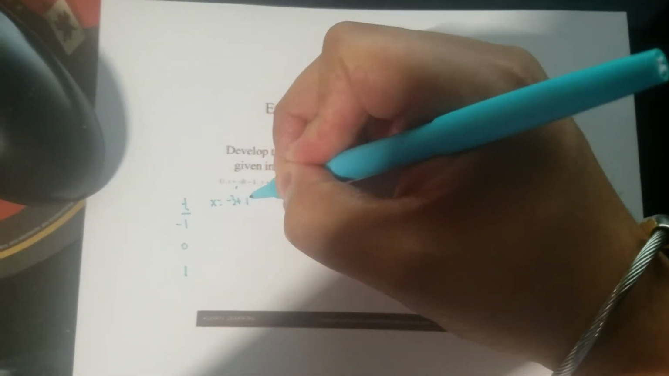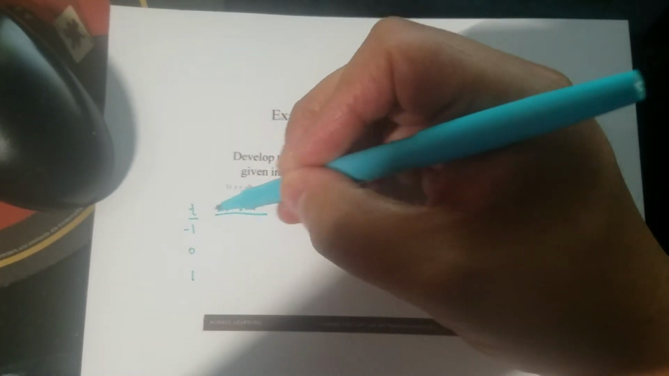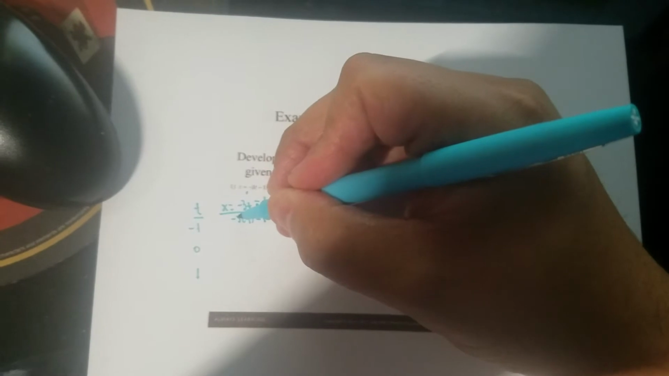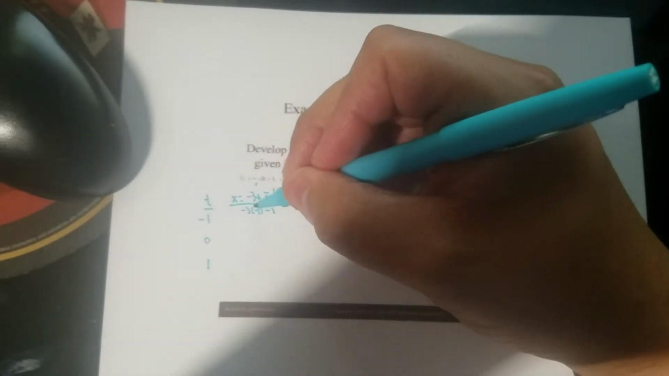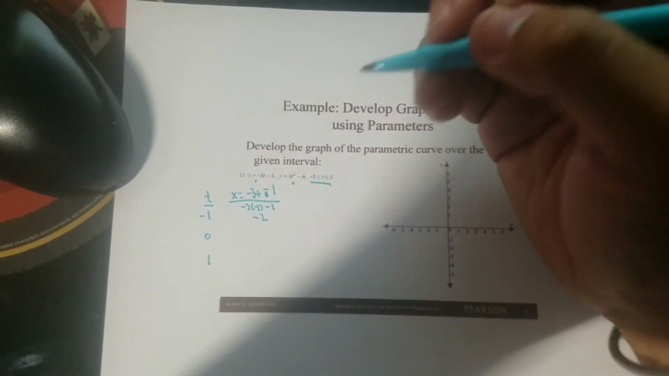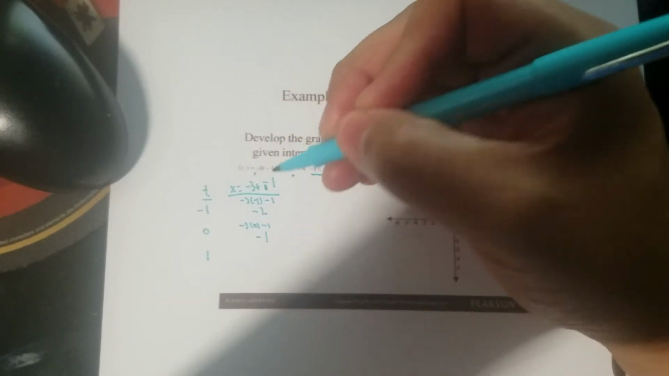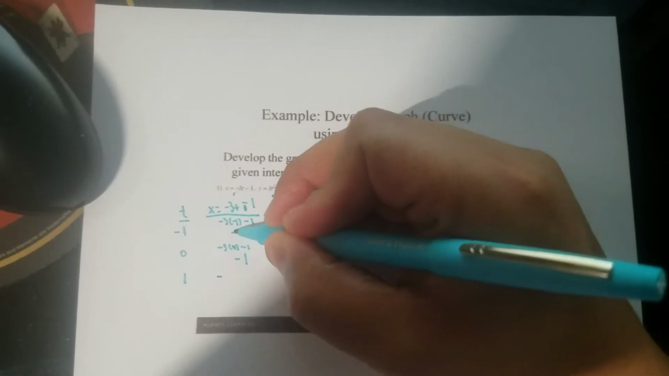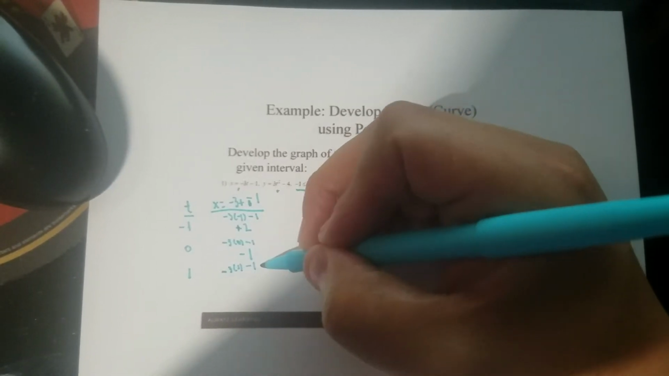So now I'm going to use my x equation. Oops, there's a minus 1. All I do is plug in the t values in here. So this is going to be negative 3 times negative 1 minus 1. So this becomes positive 3 minus 1, which is positive 2, not a negative 2. Then negative 3 times 0 minus 1, so this is negative 1. Negative 3 times positive 1 minus 1. So this is negative 3 minus 1, negative 4.